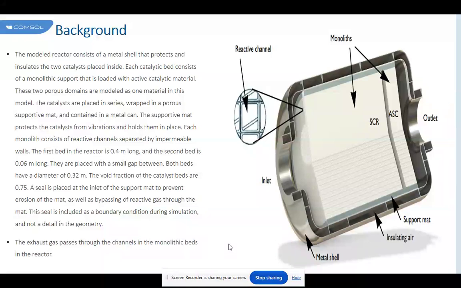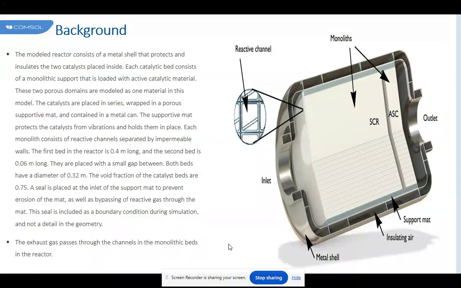Each monolith consists of reactive channels separated by impermeable walls. The first bed in the reactor is 0.4 meter long and the second bed is 0.06 meter long. They are placed with a small gap between. Both beds have a diameter of 0.32 meter. The void fraction of the catalyst beds is 0.75.